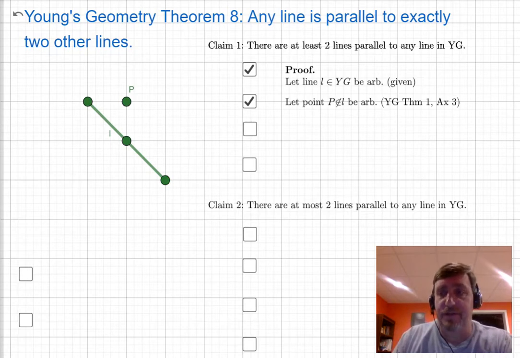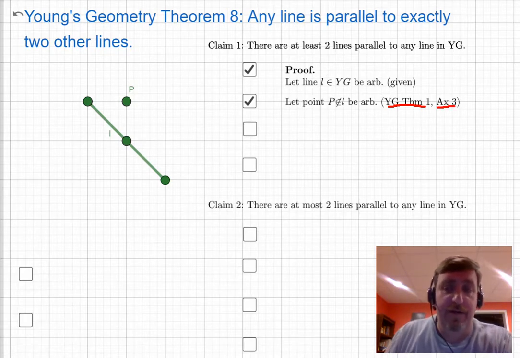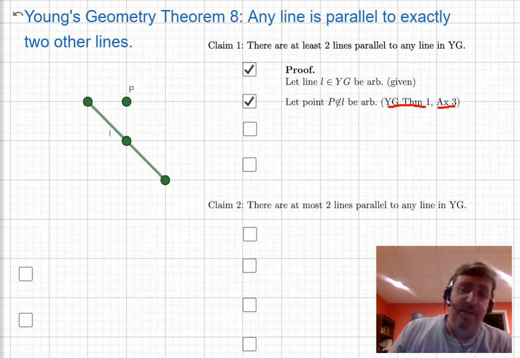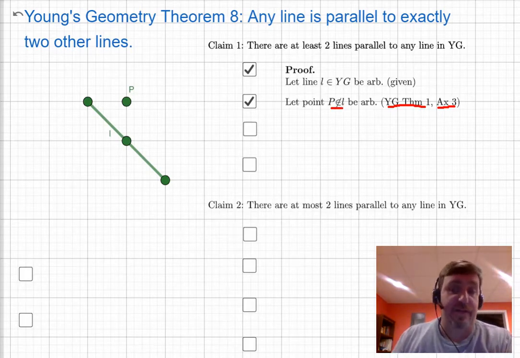Let's talk about why that's true. Young's theorem 1 says there exist at least 4 points. We haven't used Axiom 3 much. Axiom 3 says that not all points are on the same line. So if I know that there are 4 points, and I know that not all points are on the same line, then I know that there is some P out there that's not on L.